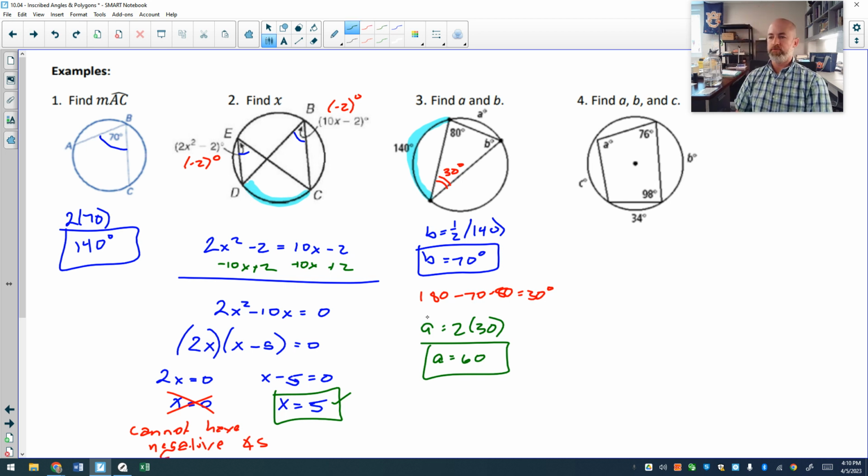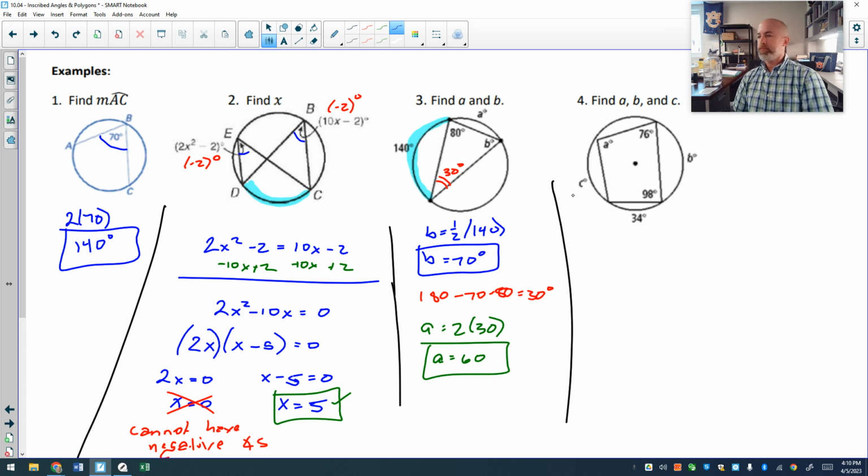Going on to number 4. Draw some barriers here, separate my work. All right, so number 4, I need A. Oh gosh, there's 3 of them. All right, so I need A, B, and C.